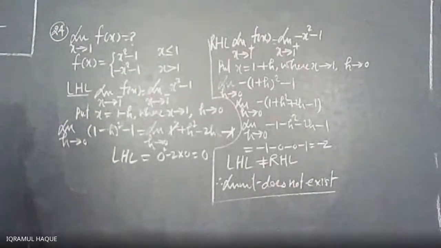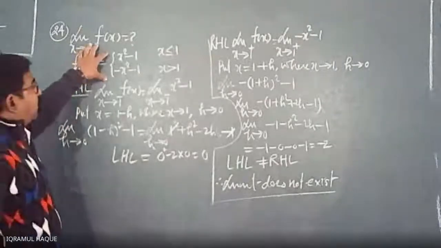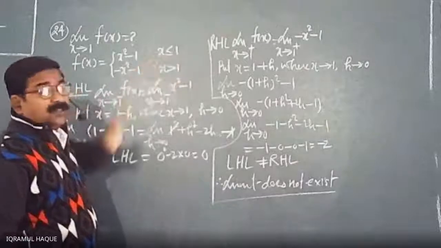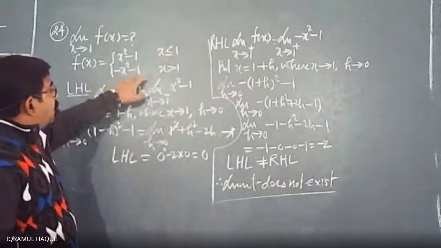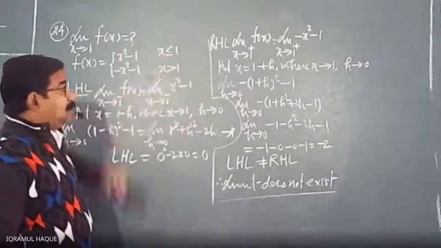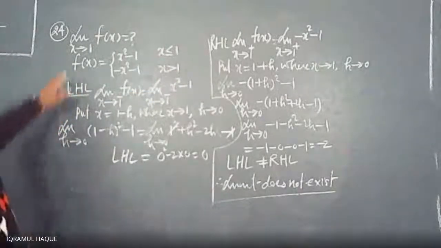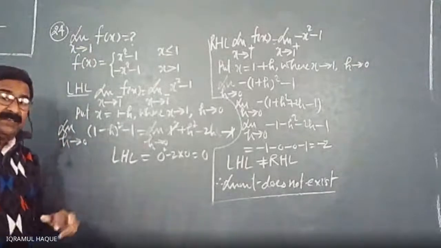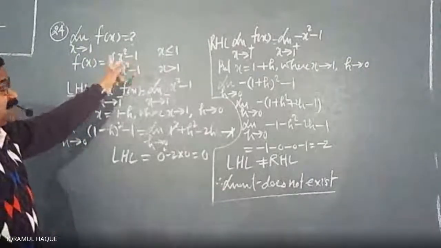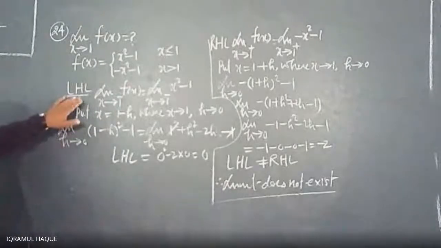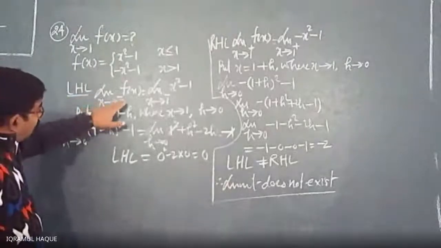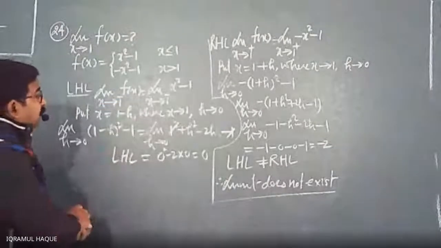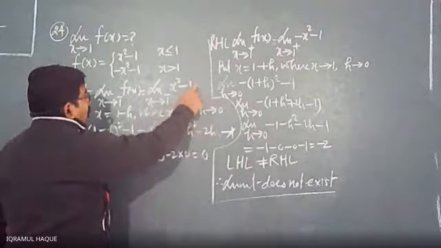In the question, we are given two functions: x square minus 1 when x is less than 1, and minus x square minus 1 when x is more than 1. We have to find the limit as x tends to 1. So we have two limits, LHL and RHL, where x is less than 1 and x is more than 1. For LHL, we take limit x tends to 1 minus, we write a minus on the top of 1, f(x). So limit x tends to 1 minus is equal to x square minus 1.